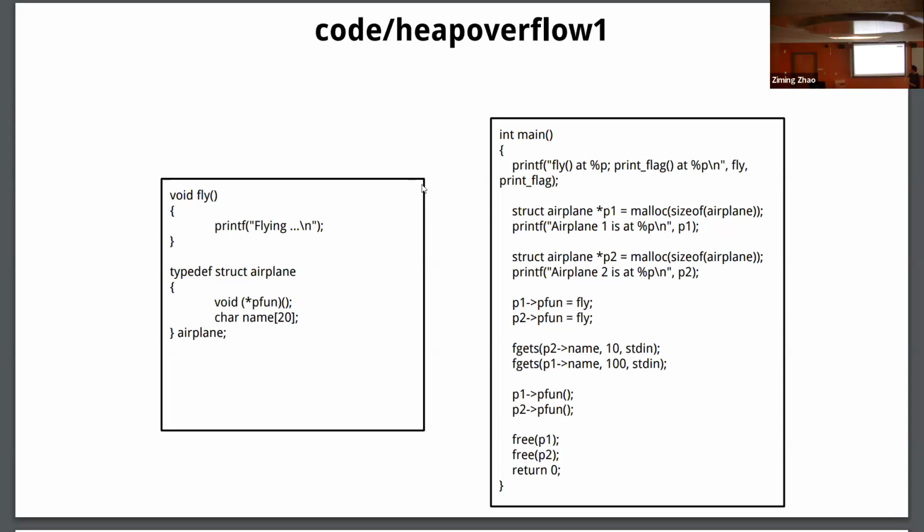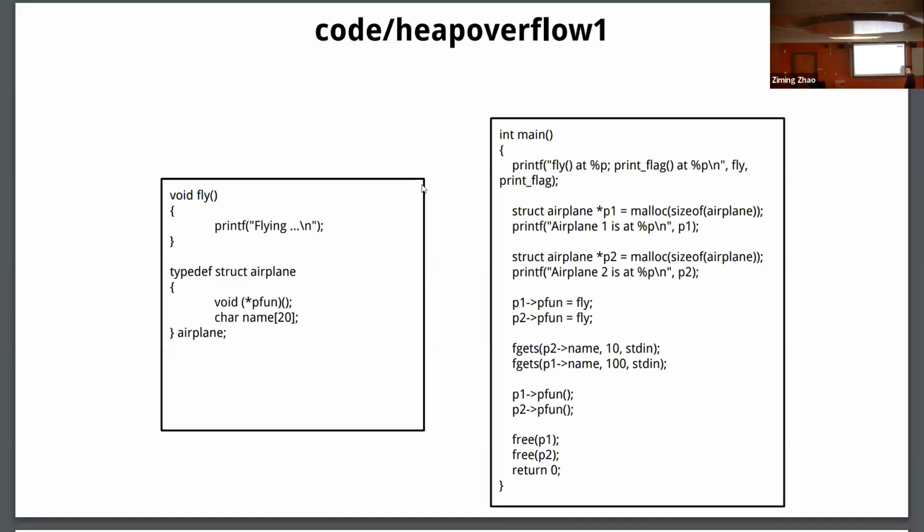Then we get the name of P2 first, then we get the name of P1, and here is a buffer overflow, where we're getting 100 bytes. Okay. We talked about the size of this before. After that, we just call the function with the function pointer, then we free that.